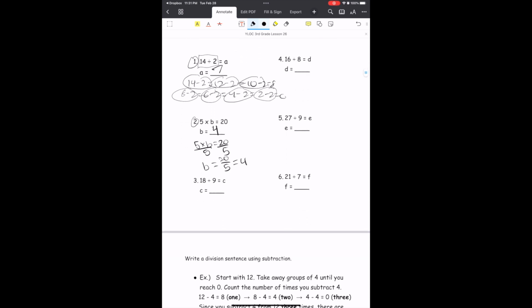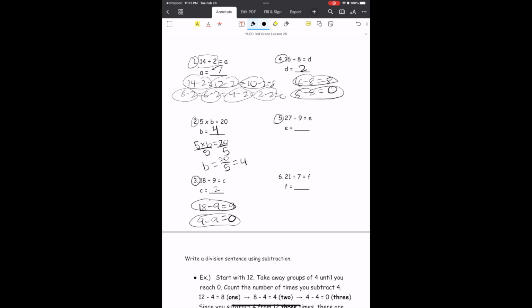Let's go to number 3. 18 divided by 9 is equal to c. Well, 18 divided by 9, that's just 2. If you guys need help, you can always do 18 minus 9 is equal to 9, and then 9 minus 9 is equal to 0. And those are 2 subtractions. Number 4, 16 divided by 8. Well, that's 2. Again, you could do 16 minus 8 is equal to 8, and then 8 minus 8 is equal to 0. So that's 2.